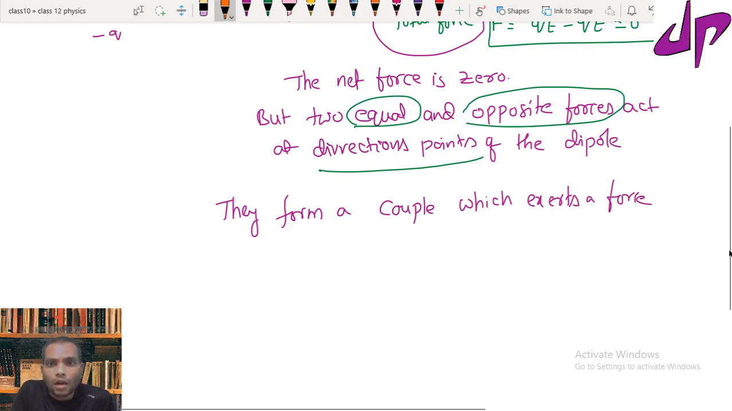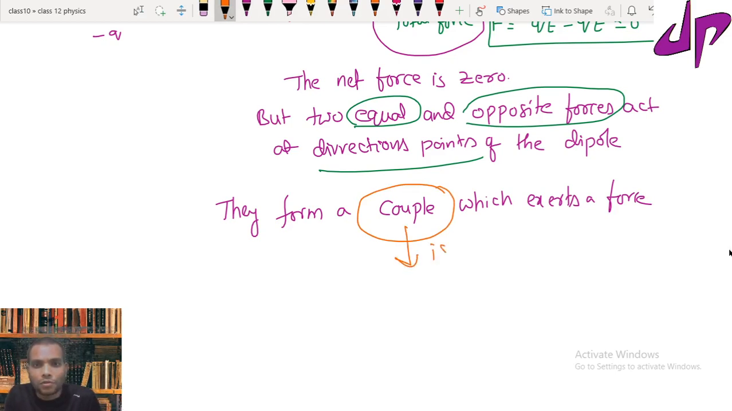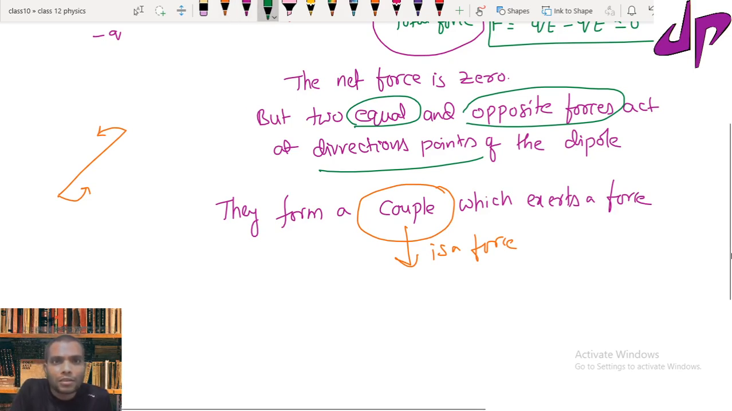Here, couple is not the couple you are thinking of. In mechanics, a couple is a pair of forces. Suppose you take an object and apply a force in this direction and another force in this direction, two forces acting oppositely. Because of these forces acting in opposite directions, a couple forms. Because of the couple, the dipole starts to rotate. So that contributes to what? Torque.